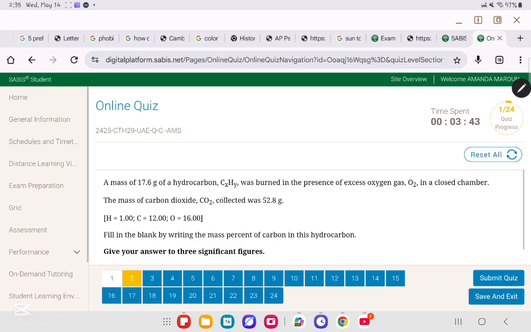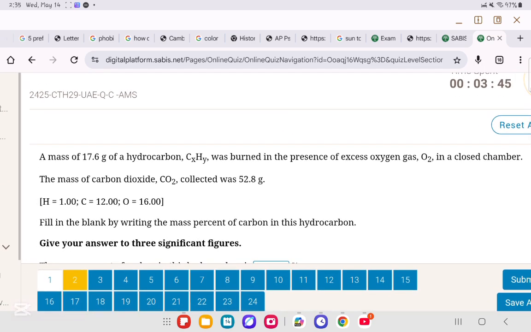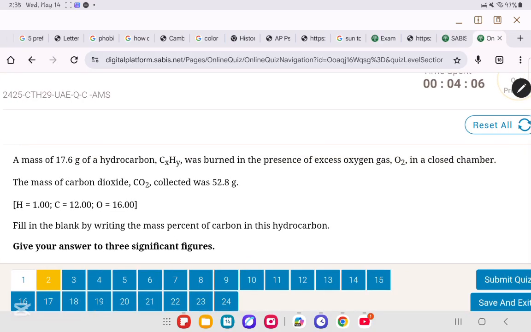In question number 2, it says a mass of 17.6 gram of a hydrocarbon CxHy was burned in the presence of excess oxygen gas, O2 in a closed chamber. The mass of carbon dioxide, CO2, collected was 52.8 grams. Fill in the blank by writing the mass percent of carbon in this hydrocarbon. Very simple. This requires a few steps.